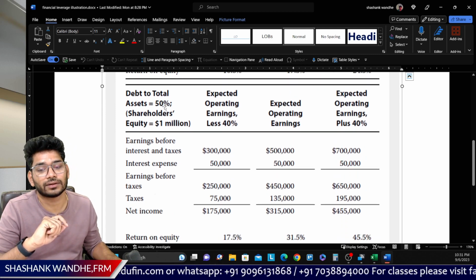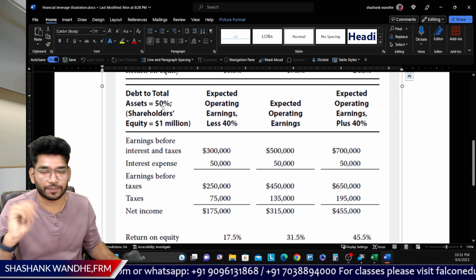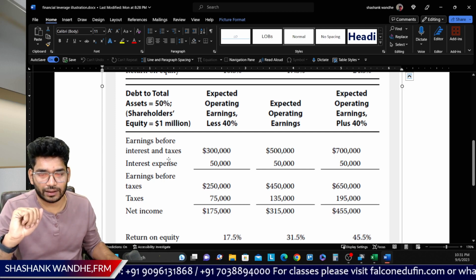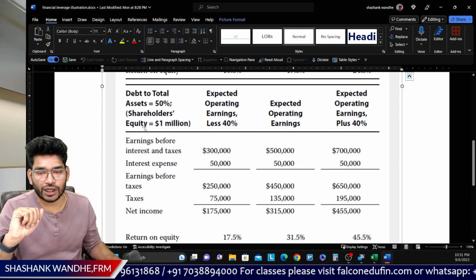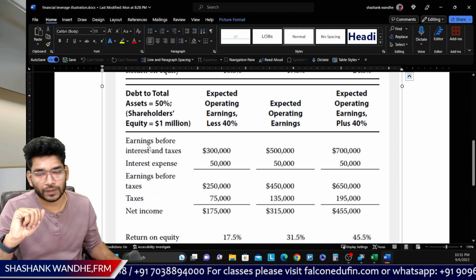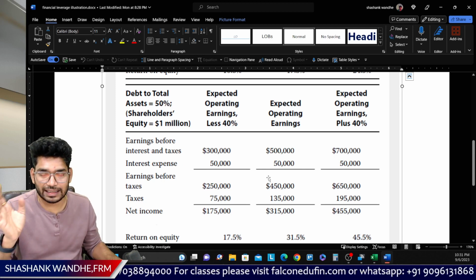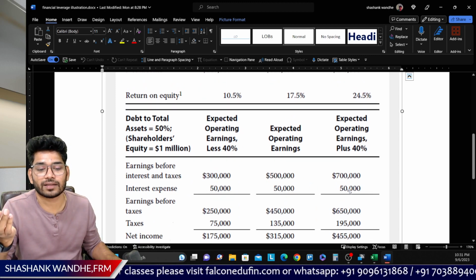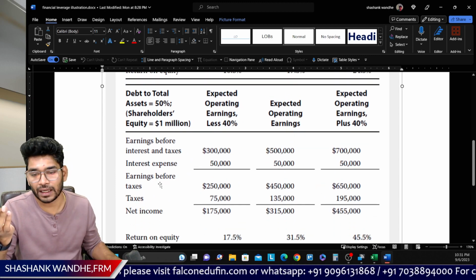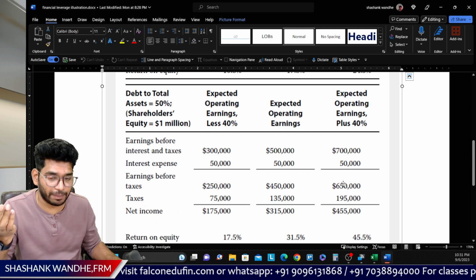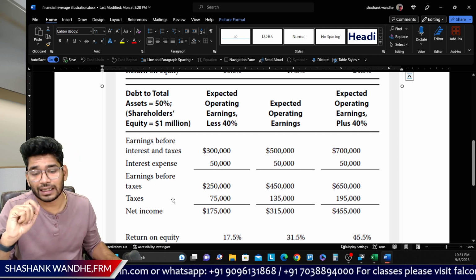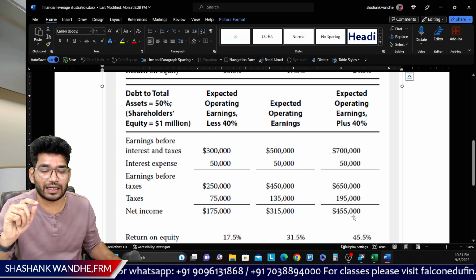Now see here, we are adding 50% debt at an interest rate of 10%. Shareholders' equity is now 1 million. EBIT is exactly the same as before, so there is no change, but 50,000 is the interest expense, which is the same in all the cases. Now we have EBT, earnings before taxes: 2 lakh 50,000, 4 lakh 50,000 and 6 lakh 50,000. Then we have the taxes on it and then the net income.